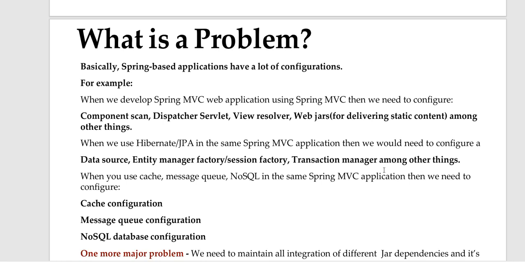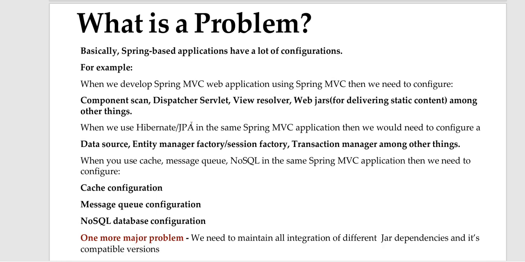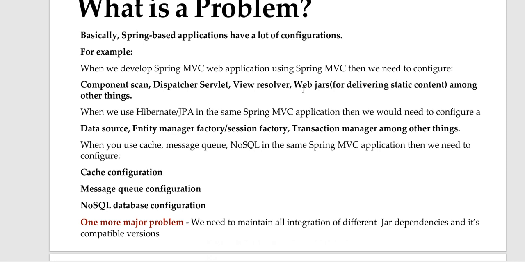Basically, Spring based applications have a lot of configuration. For example, when we develop a web application using Spring MVC, we need to configure component scan, dispatcher servlet, view resolver, web jars for delivering static content, among other things. And when we use Hibernate or JPA in the same Spring MVC application, we would need to configure data source, entity manager factory, session factory, transaction manager, among other things.